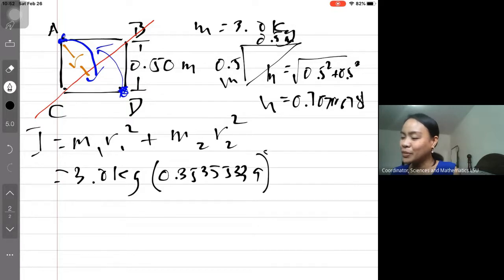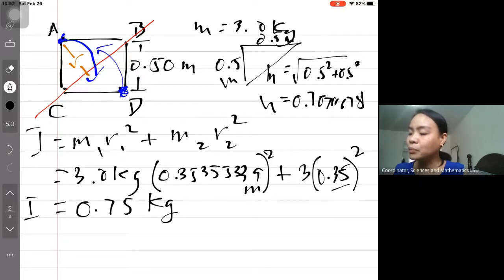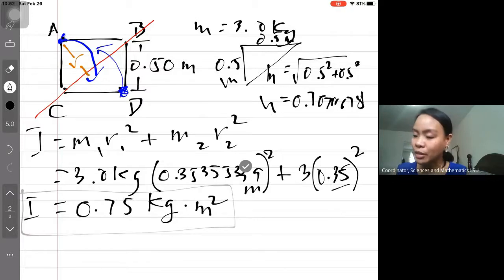Kindly counter check with your calculator. So that is in meters. Plus the same 3 times, I will just shorten this one. Not including the units and rounding this off, but do not round off again. And our moment of inertia for letter A along axis BC is equal to 0.75 kilogram meter squared. So this is our answer for letter A.